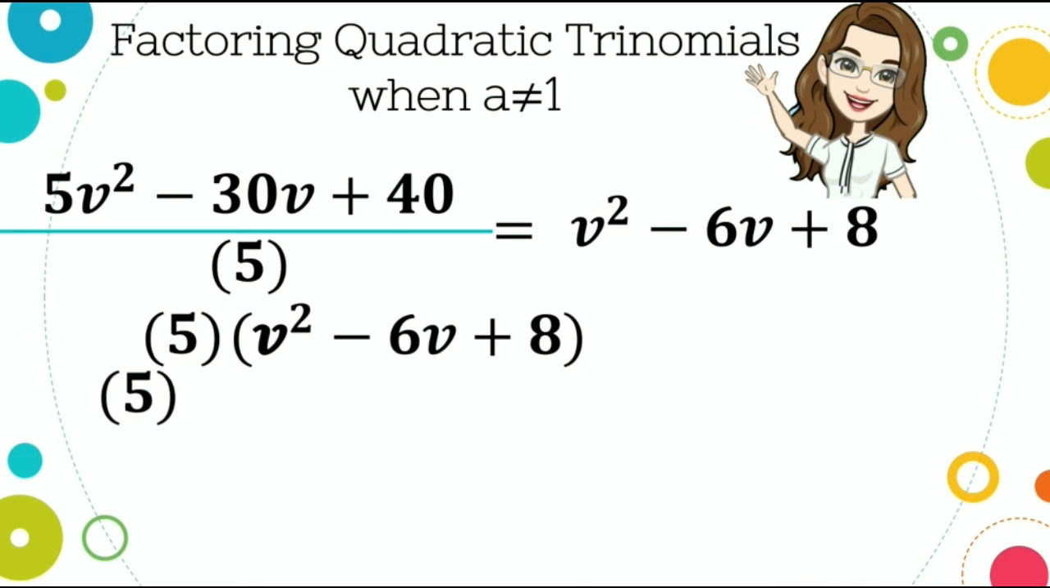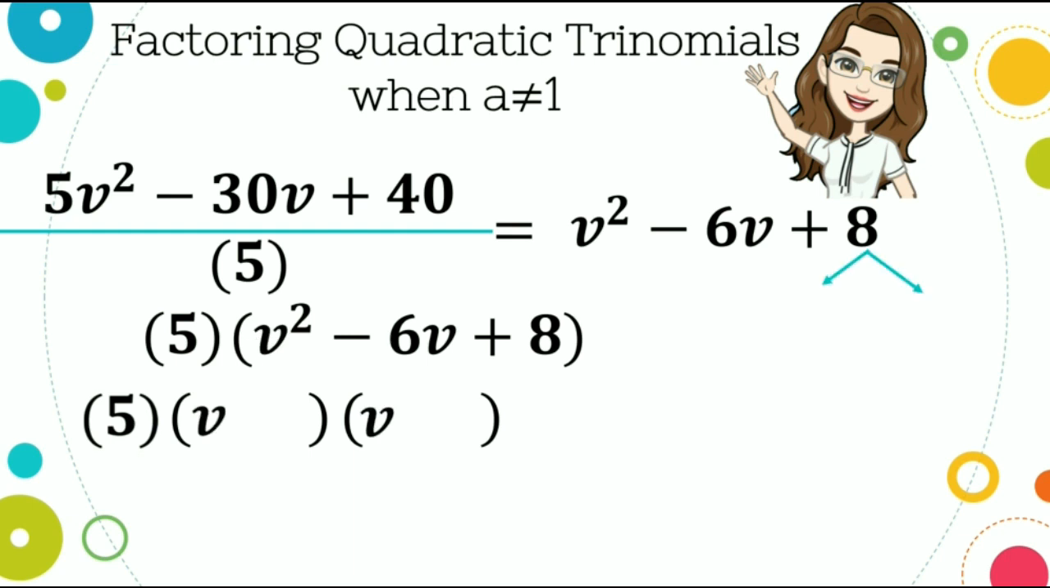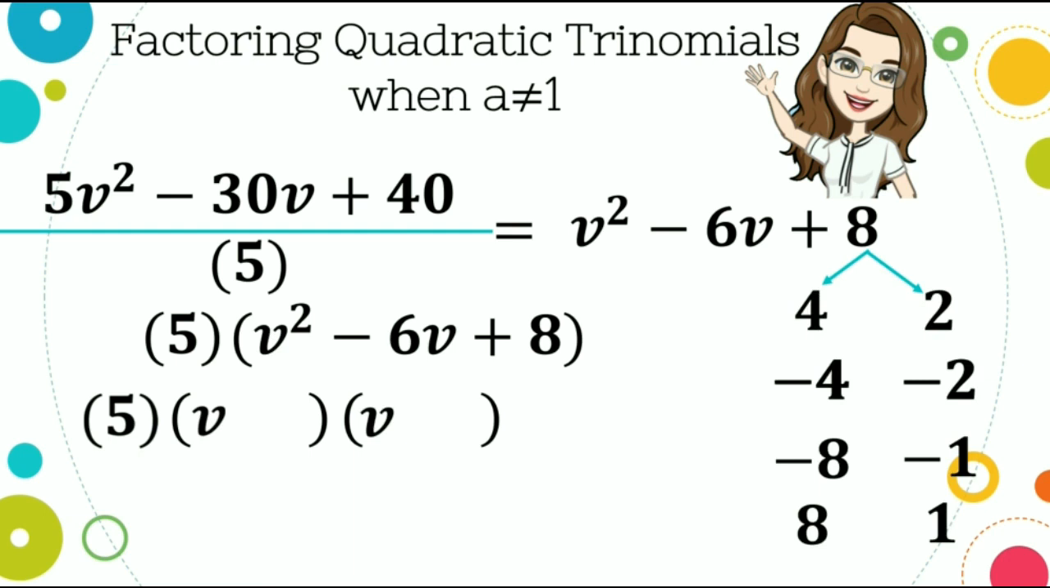Copy the GCF, then factor the first term. V squared equals v times v. Get the list of factors of the third term, which is 8. That is 4 times 2, negative 4 times negative 2, negative 8 times negative 1, positive 8 times positive 1.